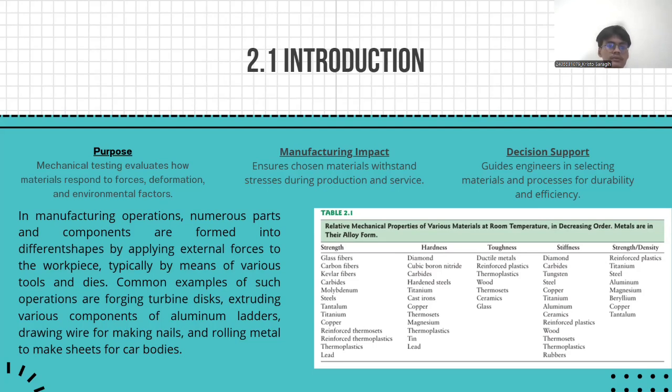In manufacturing operations, numerous parts and components are formed into different shapes by applying external forces to a workpiece, typically by means of various tools and dies. Common examples of such operations are forging turbine discs, extruding components of aluminum ladders, drawing wire for making nails, and rolling metal to make sheets for car bodies.